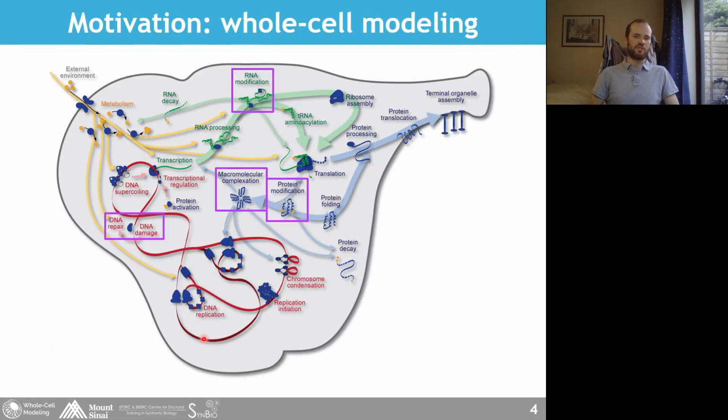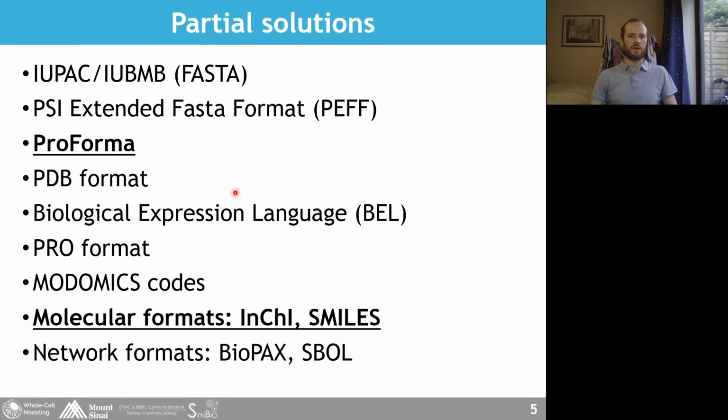So the motivation for developing BpForms was to enable whole cell models. And as we all know, in cells, we not only find unmodified biopolymers, we also find modified biopolymers due to processes like DNA repair, RNA modification, protein modification, and we also know that all these polymers can form larger macromolecular complexes. So we needed a format to uniquely describe all these chemical species in whole cell models.